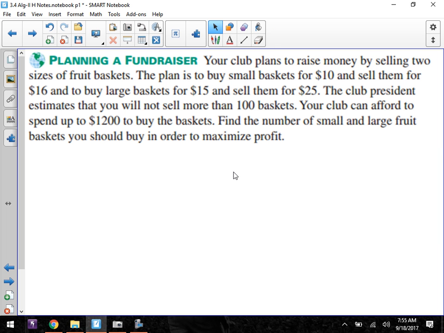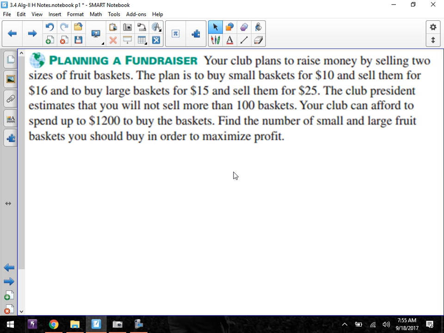Your club is planning to raise money by selling 2 sizes of fruit baskets. The plan is to buy small baskets for $10 and sell them for $16, and large for $15 and sell them for $25. The club president estimates you will not sell more than 100 baskets. Your club can afford to spend up to $1,200 to buy the baskets. Find the number of small and large fruit baskets you should buy in order to maximize profit. What's your goal?